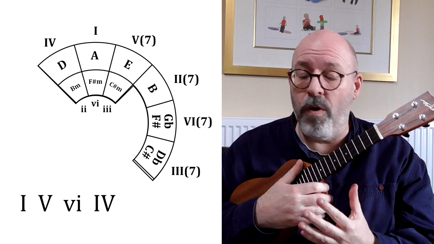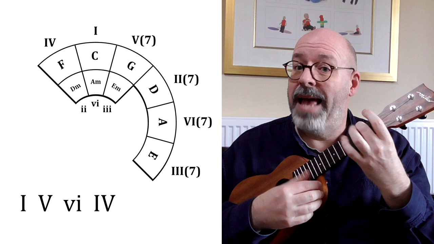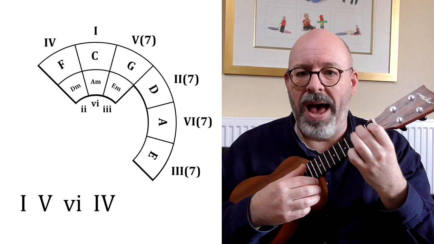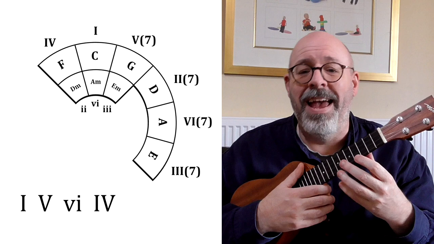Let's go back to C. And instead of going C, A minor, F, G7, go C, 1. G, the 5 chord. A minor, the 6 chord. And F, the 4 chord. That is No Woman, No Cry. Can You Feel the Love Tonight from The Lion King? It's so many songs.